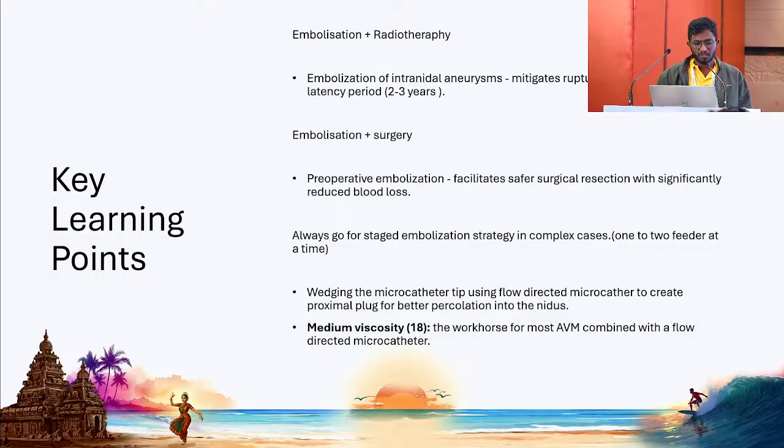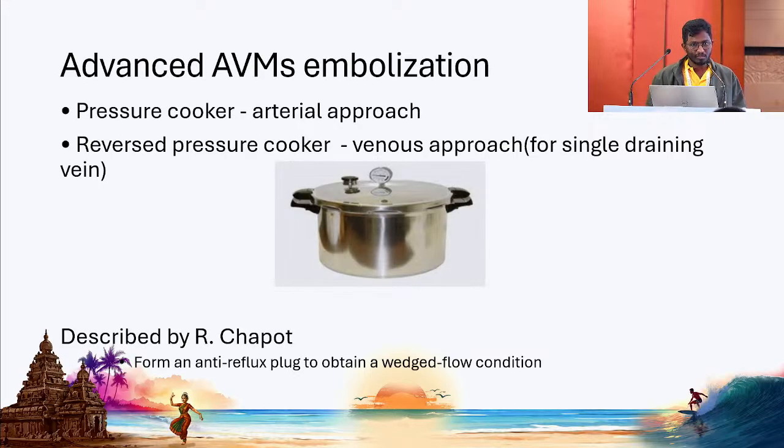And for larger AVMs, we should go for staged embolization, one or two feeding arteries at a time. Most of the time, we use Onyx 18. Mainly AVM.